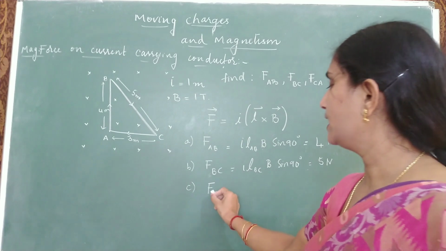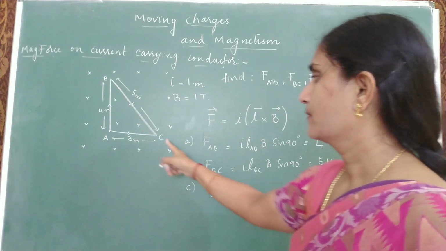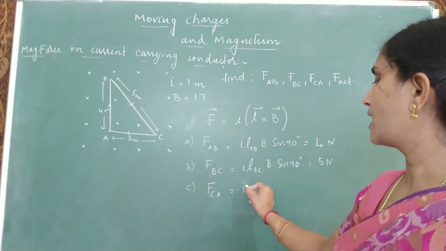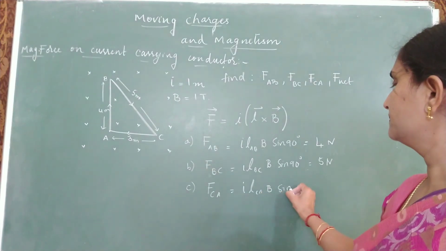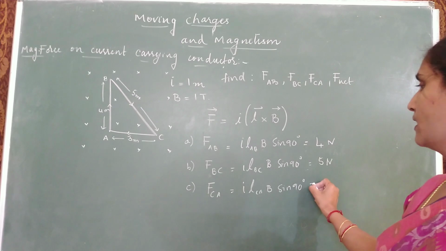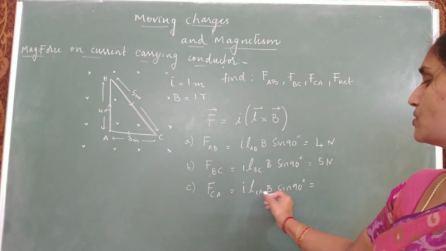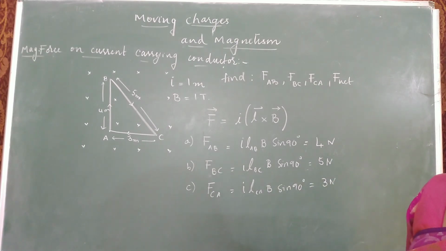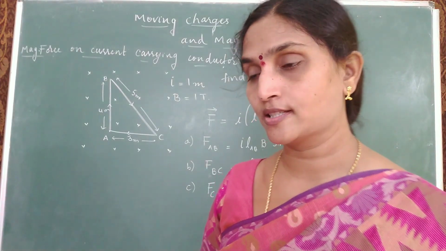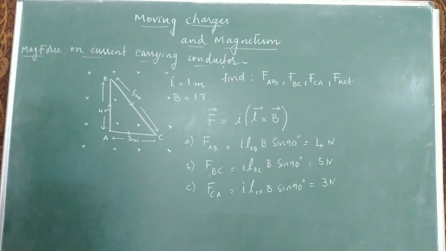Then the force on CA. CA is I into length of CA into B into again sine 90. 1 into 3 into 1, that is 3 Newton. Now let us calculate its directions by using Fleming's left hand rule.